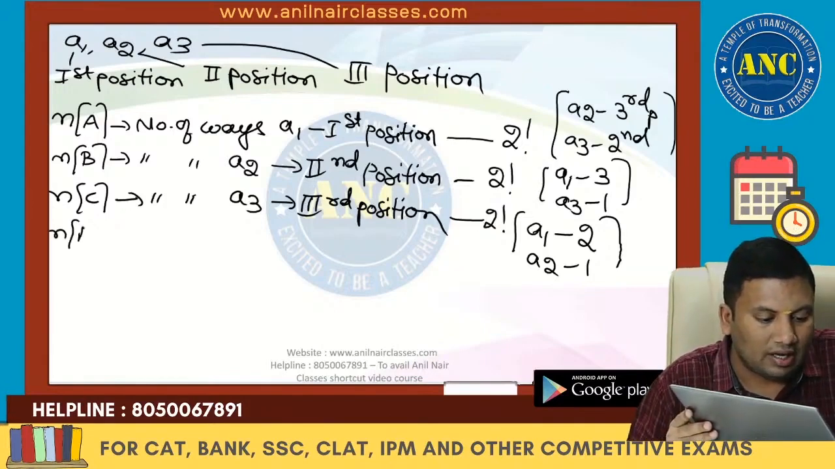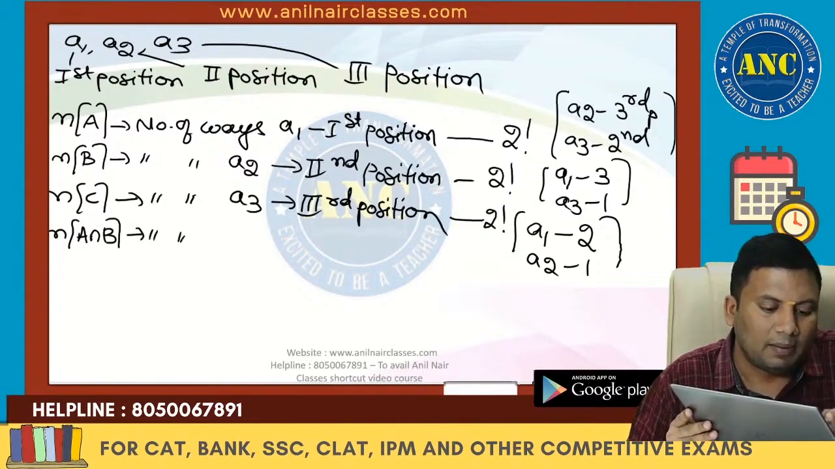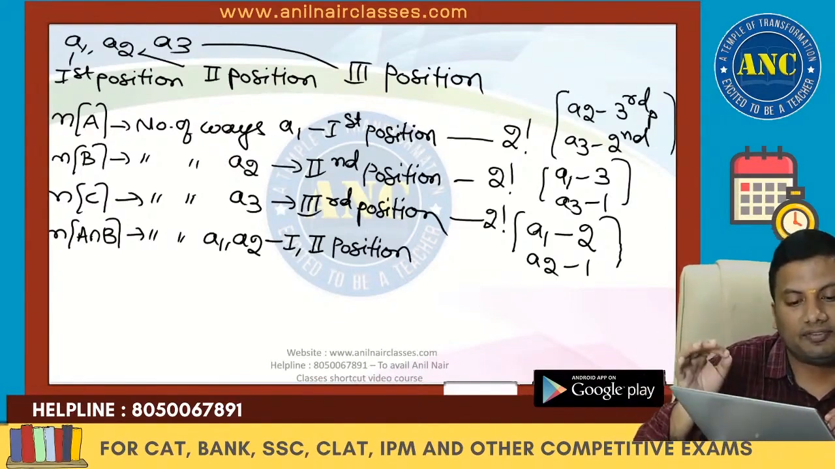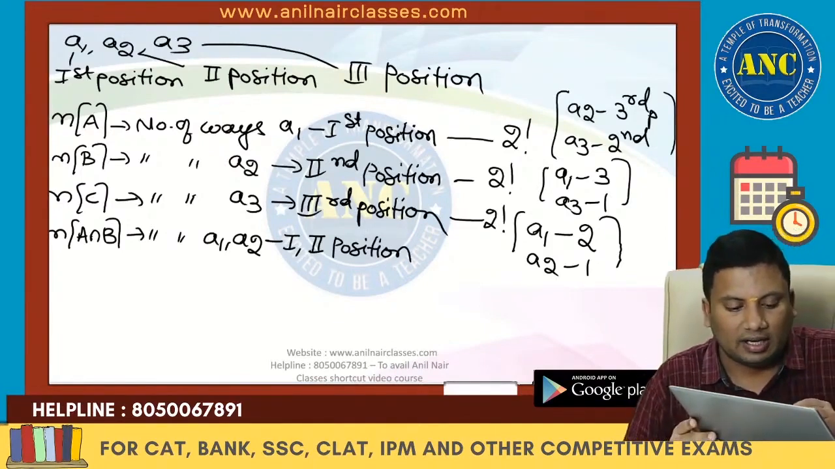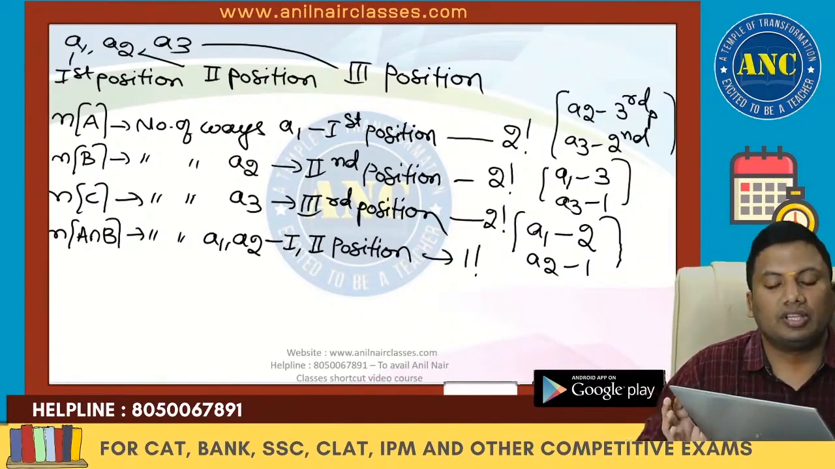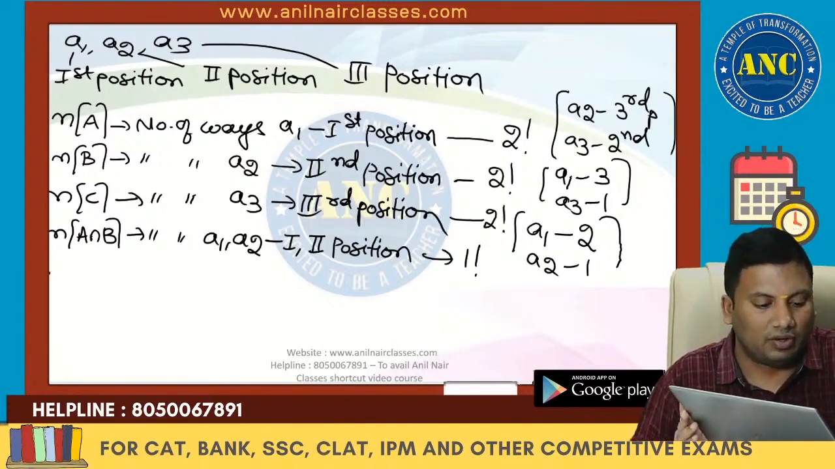Next one, N of A intersection B. A intersection B is number of ways of arranging such that A1 is in its first position and A2 is in its second position. A1 and A2 are in their right positions. A1 is in first, A2 is in second. That means A3 will be in its third position. It is 1 factorial.